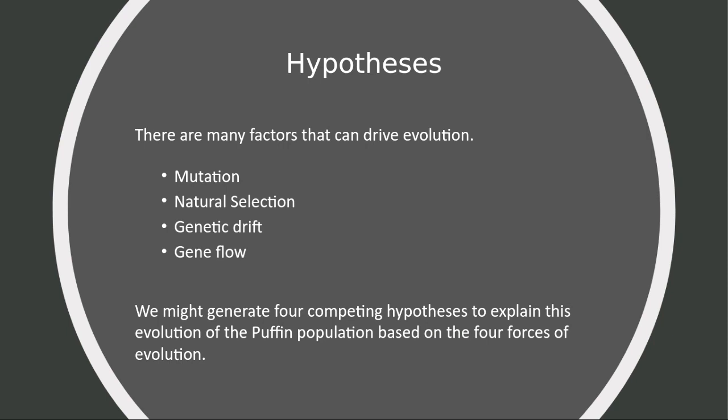So did the dominant alleles increase over time due to mutation? Was there a reduction in the recessive alleles due to natural selection? Was there a change in allele frequency due to genetic drift or due to gene flow? So we have at least 4 competing hypotheses that we can try and evaluate and compare and test.